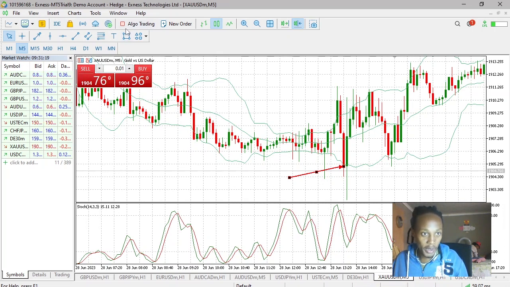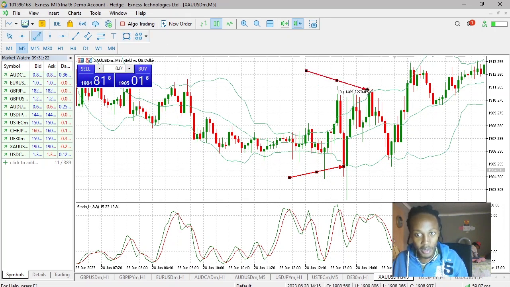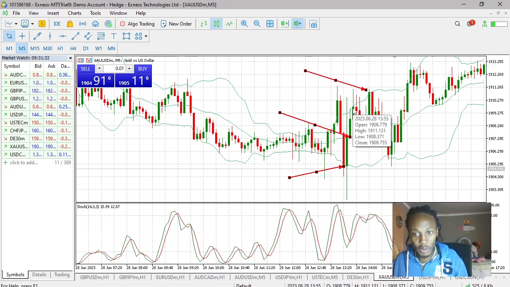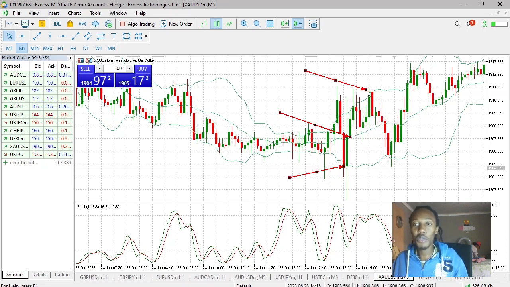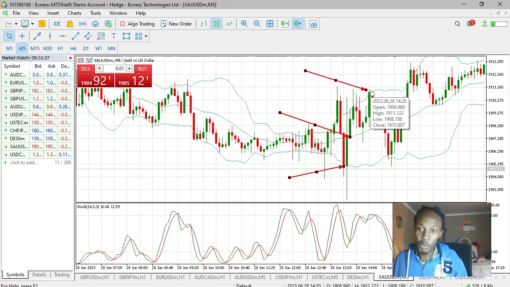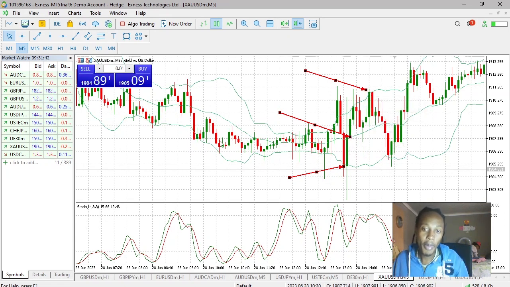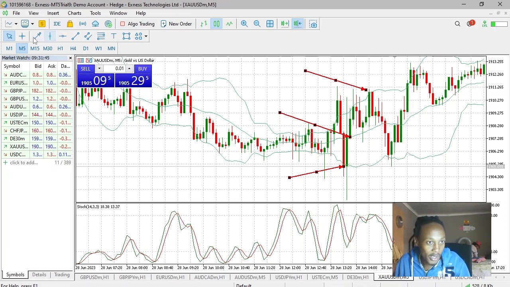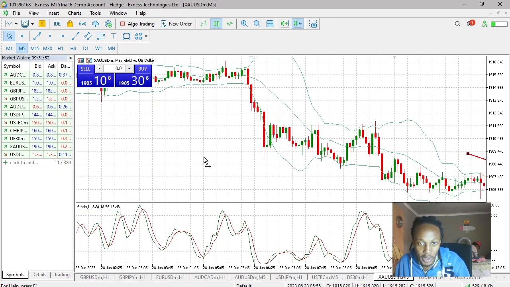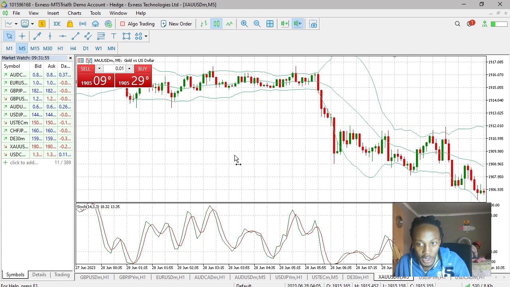Where's your TP? Here's your TP over here. Here's your entry over here. So you entered here and it went to your TP. You might as well take your TP here, or if you were late, if you were not managing the trade, you can always take it here. So you can see, guys, and also look out for our other indicator.